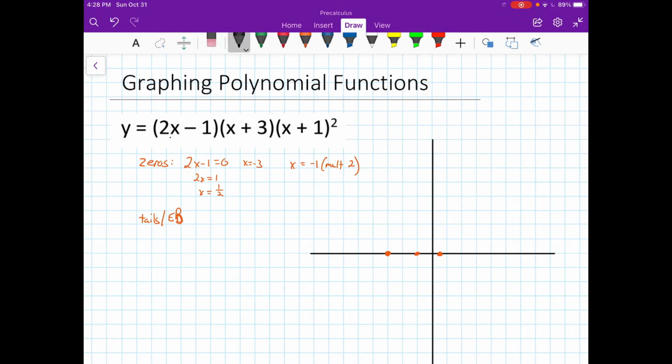Another way we can do that is we can count x, 1, 2, and then this is going to be 3, 4 because it's squared. And then it will be positive. So actually the leading term would be 2x to the 4th. And so that is an even degree, and it's positive. So both tails would go up. So even and positive, both tails up.